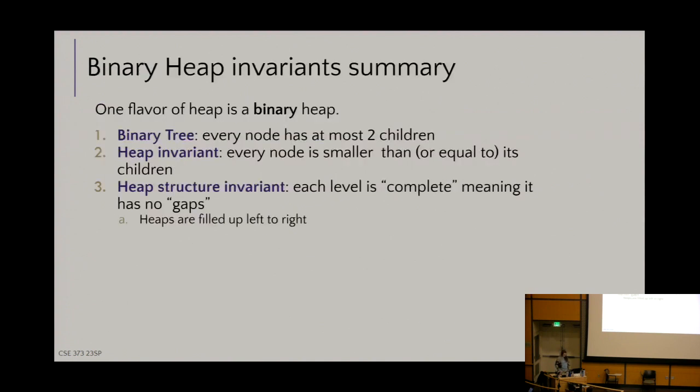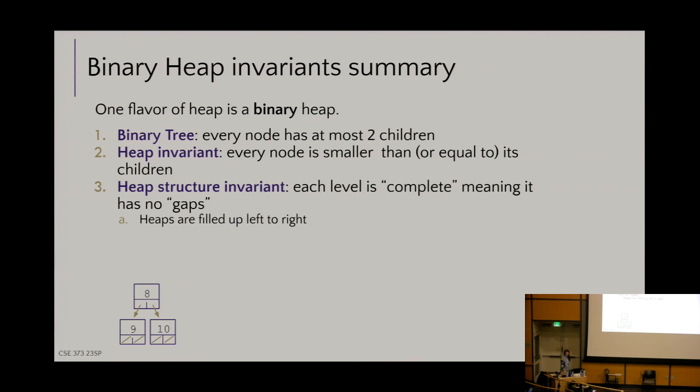Great. So it is a binary tree: every node has at most 2 children. It has a heap ordering: every node is smaller than or equal to its children. And it has a heap structure: every level is complete, meaning no gaps, and we are filling from left to right. Those are your requirements, your definitions for a heap.